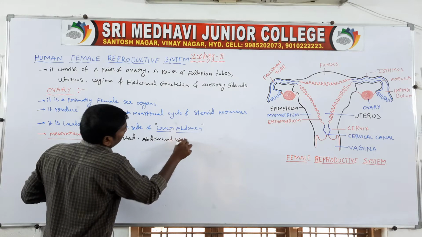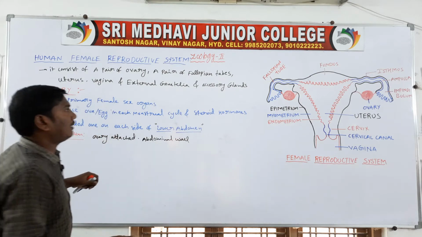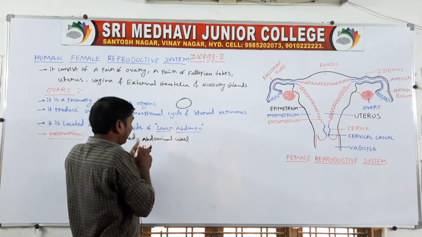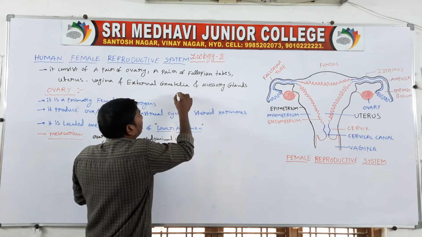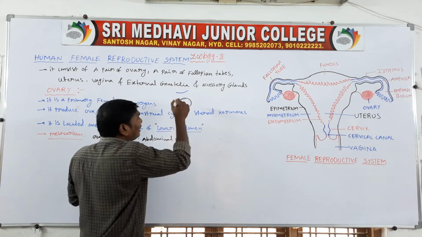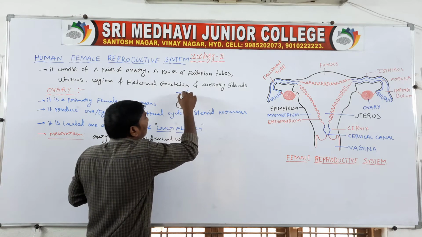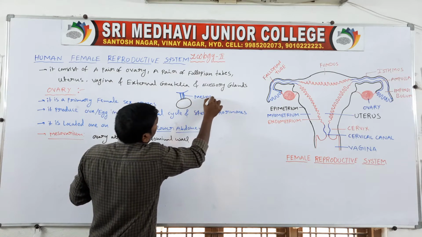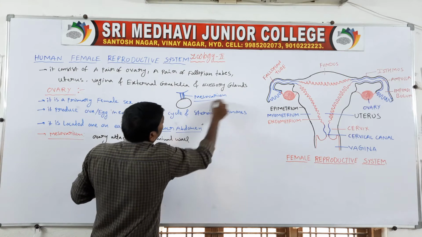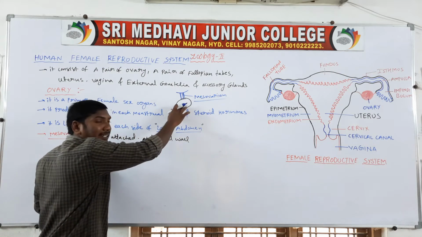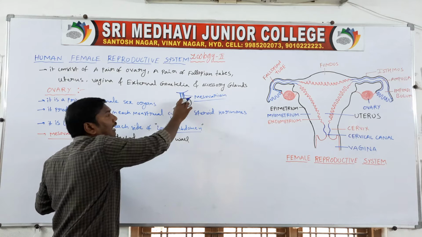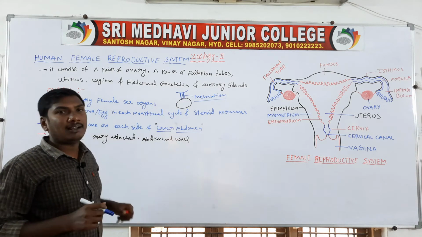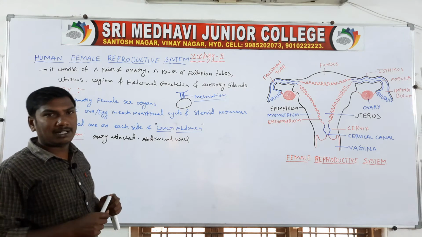Just a rough diagram. Here is one ovary, and this ovary is attached to the abdominal wall. This connecting, folded membrane is called the mesovarium. So the ovary is attached to the abdominal wall through the mesovarium.